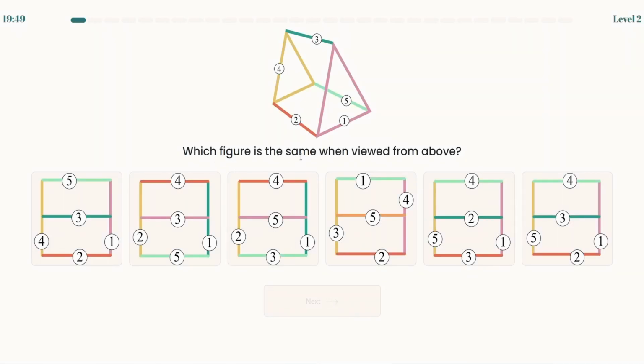Which figure is the same when viewed from above? So we have 3 is cyan and in the middle, it's either 1 or 6. The difference between 1 and 6 is that 5 is this light blue color, and we see that 5 is this light blue color. So 1 is correct.